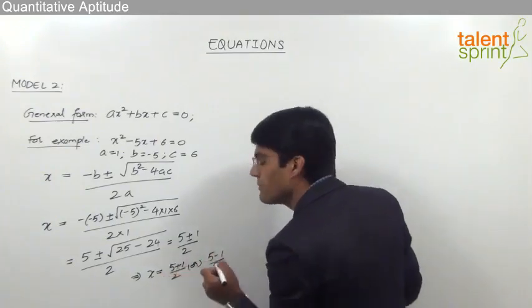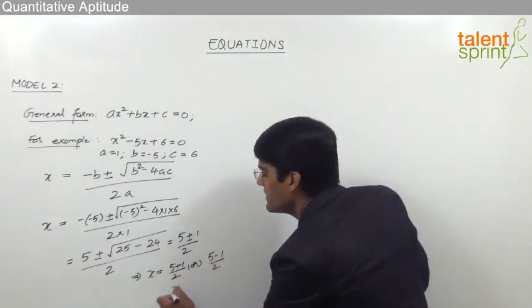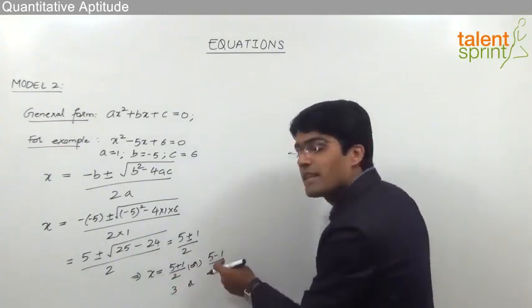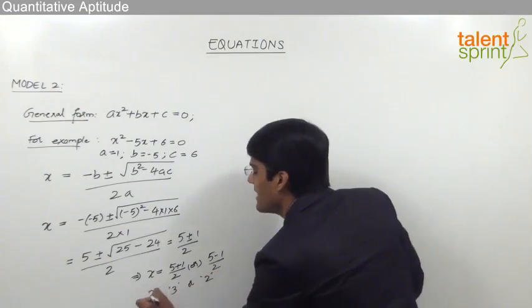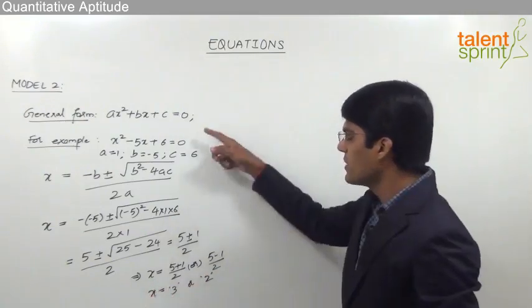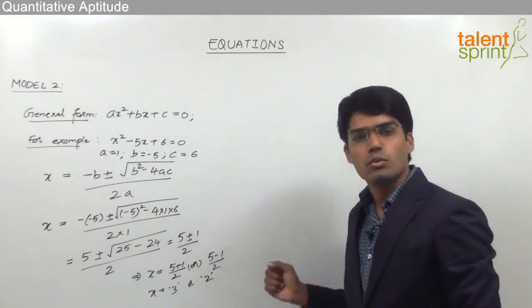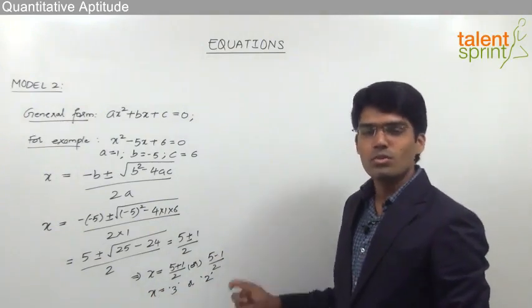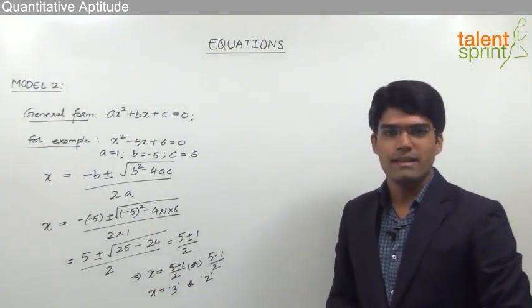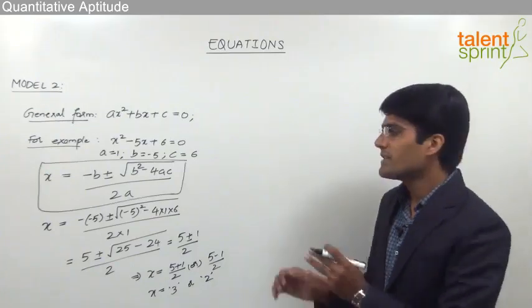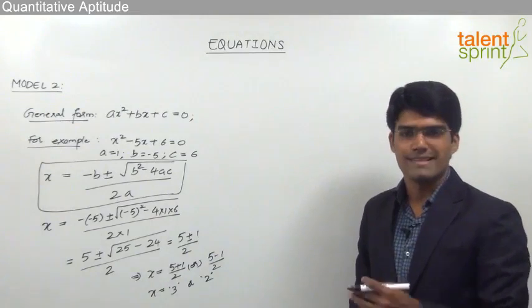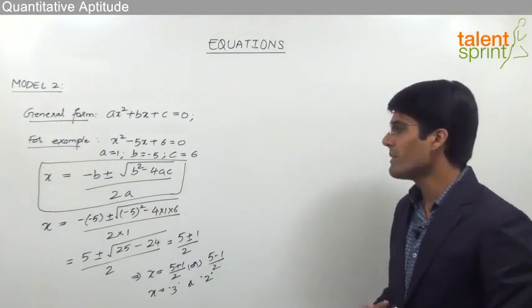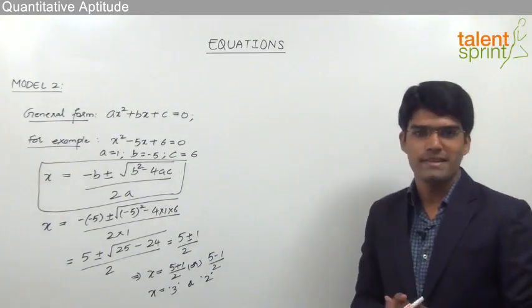So 5 plus 1 by 2 is 6 by 2, that is equal to 3. Or the second value, 5 minus 1 by 2, is 4 by 2, which is equal to 2. So the two values of x which satisfy the above quadratic equation are 3 and 2. That means the two roots for the given equation are 3 and 2. So this is how we can solve a quadratic equation with the help of the given formula, that is x equals to minus b plus or minus root over b squared minus 4ac by 2a.